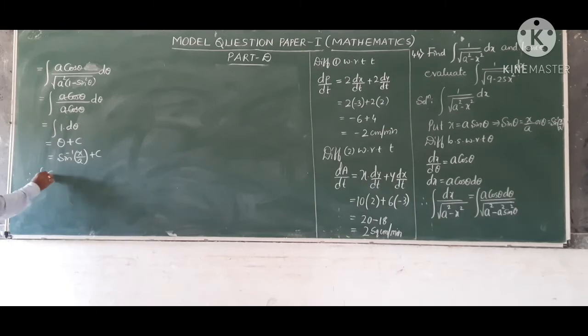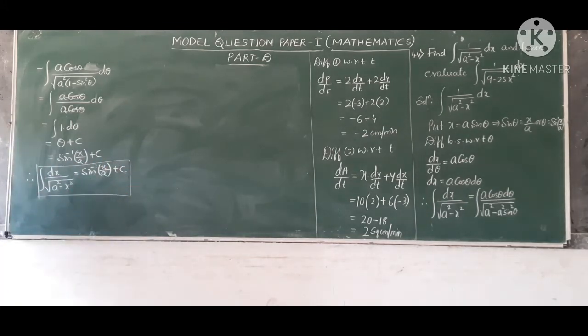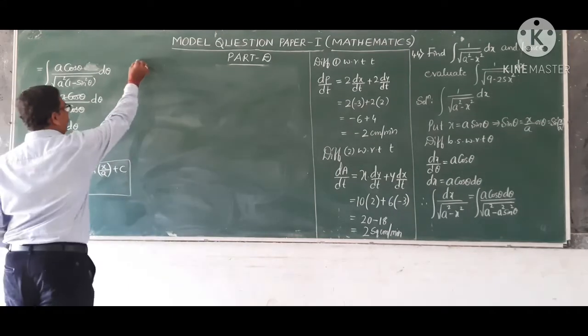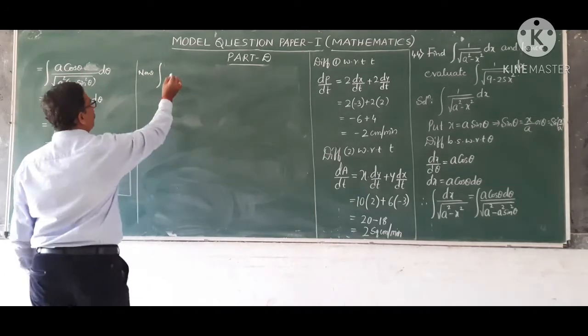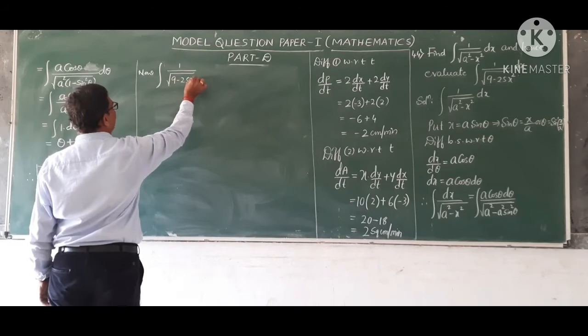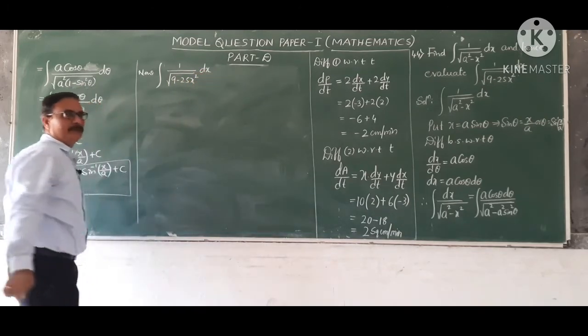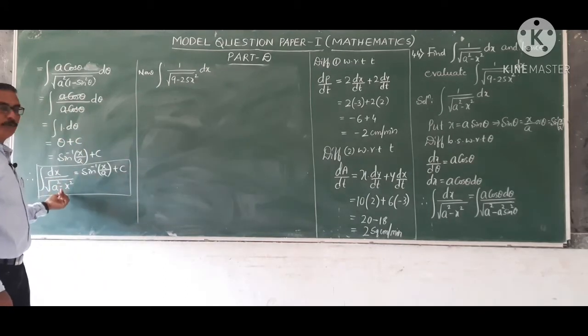So remember, hence integral of 1 divided by under root of a square minus x square with respect to x is equal to sin inverse of x by a plus constant of integration c. Using this, evaluate integral of 1 divided by under root of 9 minus 25 x square with respect to x. Check it. Verify whether the given data is in the form of the standard result.